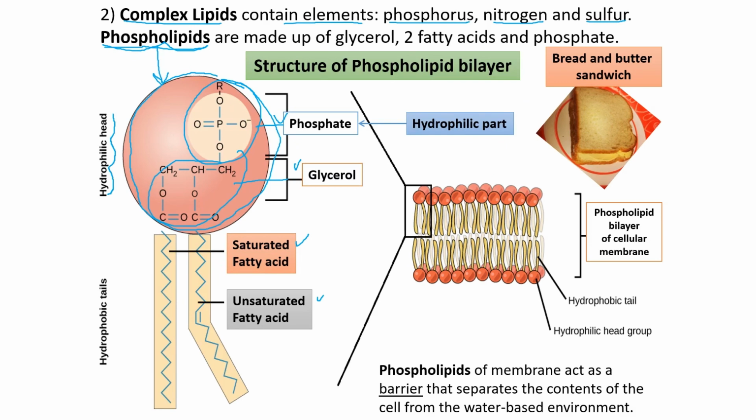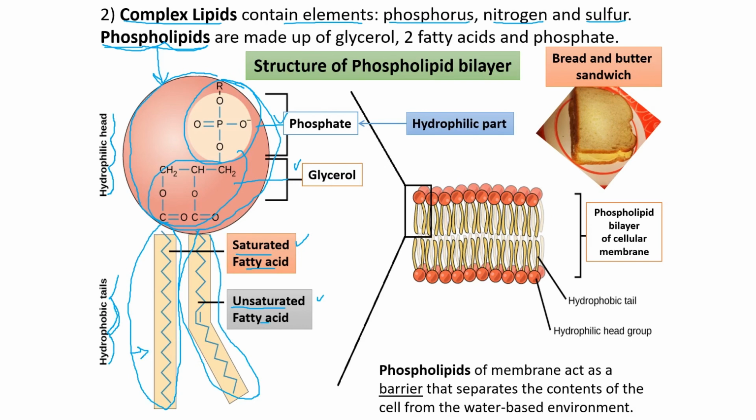The other two parts of the phospholipid are called hydrophobic tails. Here we have tail 1, a very straight molecule, which is a saturated fatty acid, and the other, a bent molecule, which is an unsaturated fatty acid. All these parts belong to one phospholipid, and they are called hydrophobic tails because these parts do not like water. They will stay away from the water.